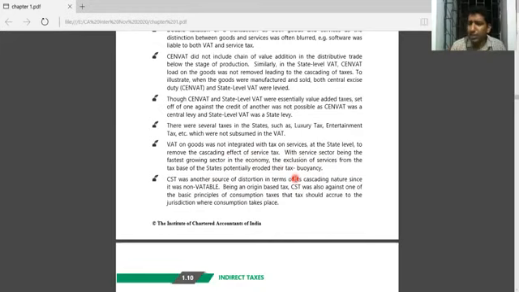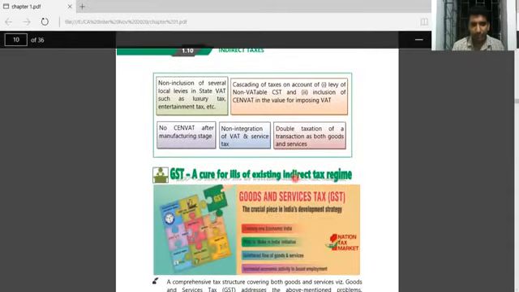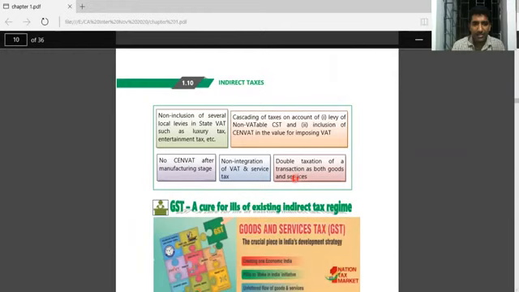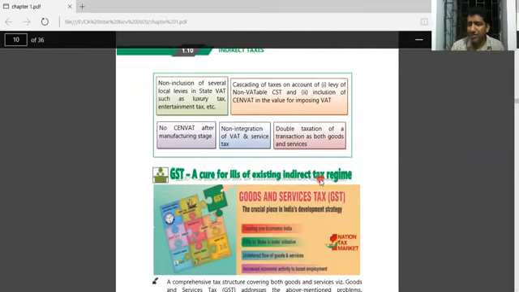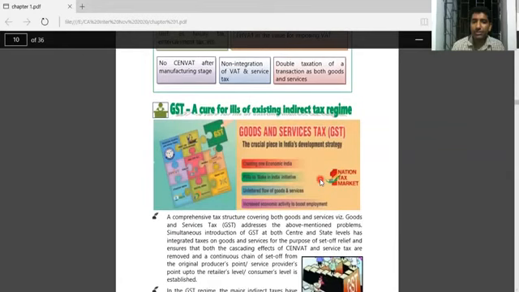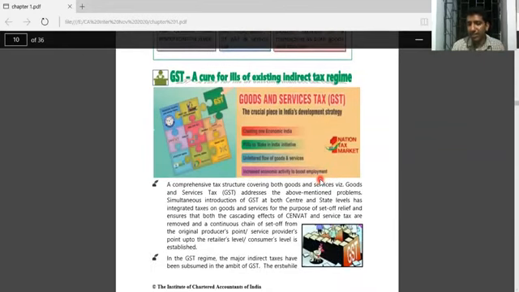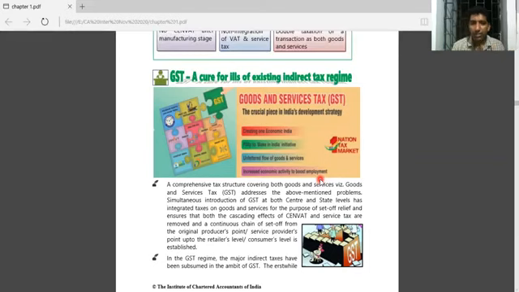These points all relate to the cascading effects of taxes and the setting off principle, which was not allowed between central government taxes and state government taxes. So to summarize: non-inclusion of several local levies in state VAT, so these taxes were not subsumed in the state taxes. Then cascading of taxes, no CENVAT after the manufacturing stage. Then non-integration of VAT and service tax. Then double taxation as both goods as well as services. So these were the deficiencies of the earlier system, and now GST was introduced. This is a cure for the existing indirect tax regime. All these issues have been settled due to the implementation of GST.